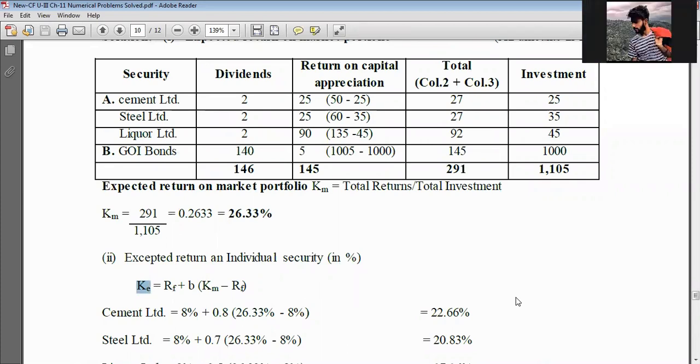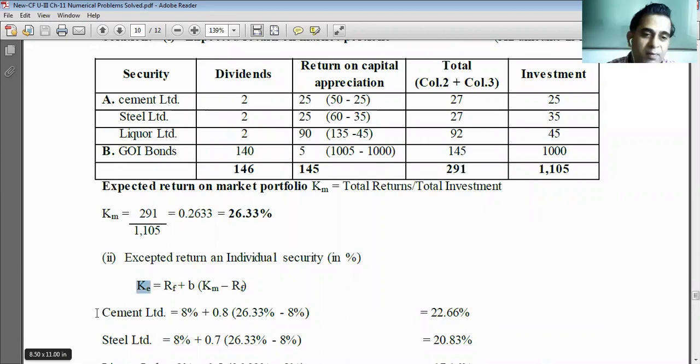Yes, sir. All are in percentages, so no need to worry, except the beta factor, which will not affect our calculations. We are going to take the figures as they are in percentage. You need not convert them. So for Cement Limited, the risk-free return is the same for all the securities, 8%.